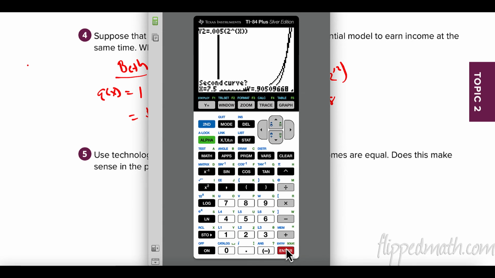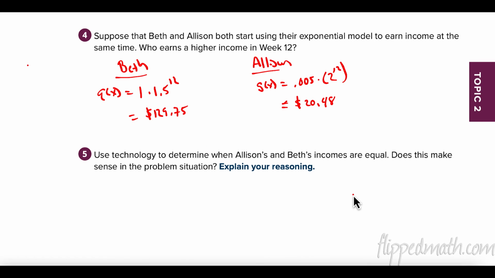First curve, yep, press enter. Second curve, press enter. Do I want to guess? Sure, I go ahead and guess, and that's where I get my intersection. So 18.4 weeks at about $1,750. So I'm going to put about 18 weeks is when they will connect.